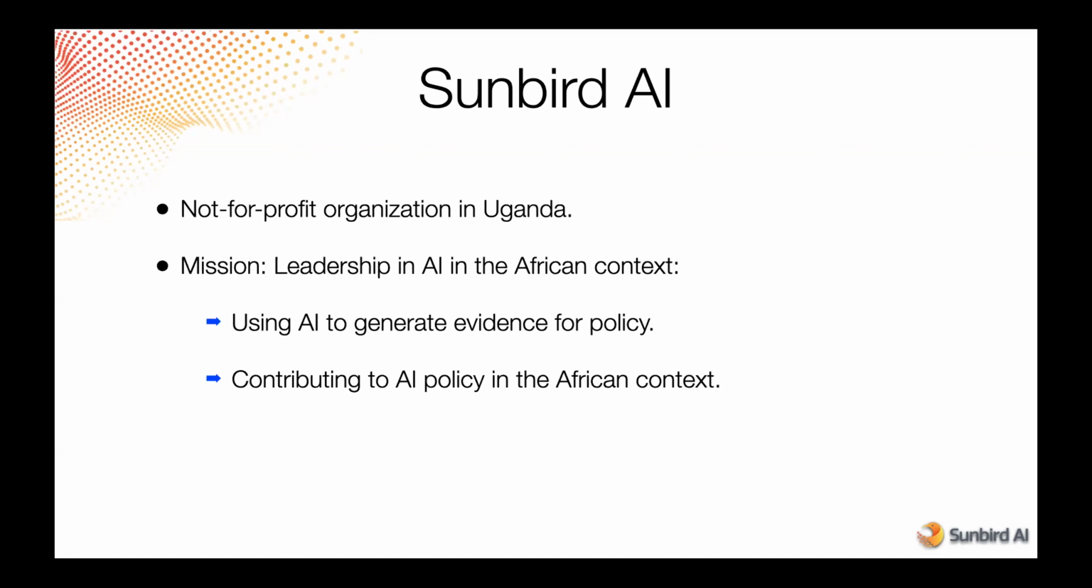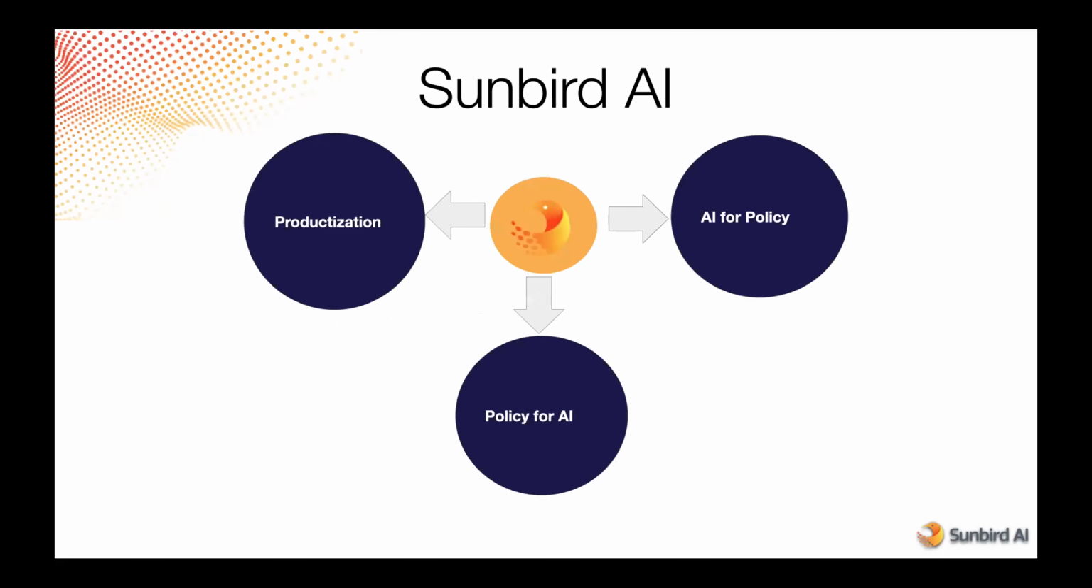So creating the AI policy for this context should be different than, for example, Europe and the West, because our context here is slightly different. Things like privacy and so on are different. Our social setup and fabric is different. So we want to contribute to that in a real sense by providing evidence. So this is sort of our goal.